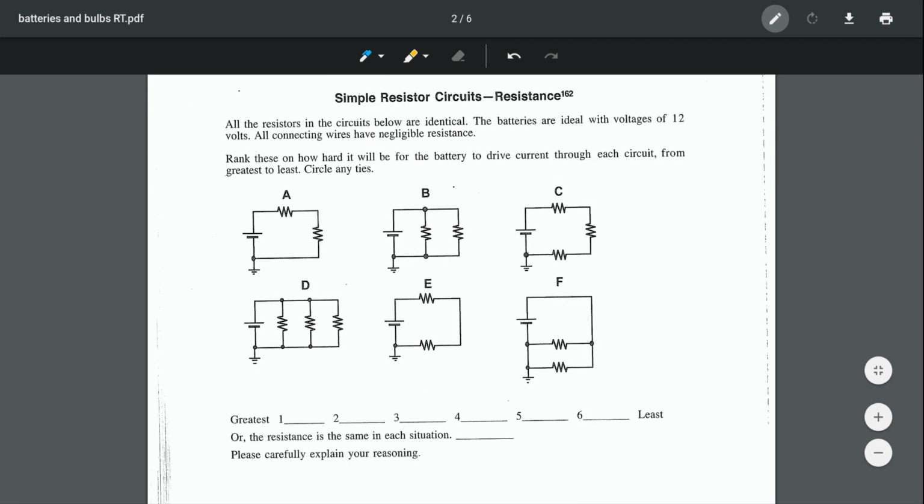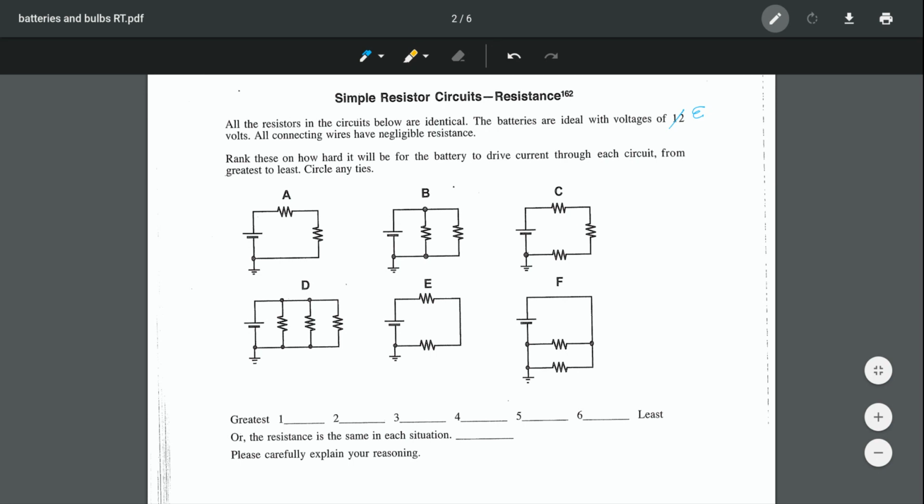So here we have just really simple circuits, and we're told here all the resistors in the circuits are identical. The batteries are ideal with voltages of 12 volts, and rather than using that numeric value, I'm going to just use E here, right? We want to get used to symbolic stuff anyway. That's what you're going to see from me on the next exam. So 12 is arbitrary, right? Let's just put that as E. Wires have negligible resistance, sure. Rank these on how hard it will be for the battery to drive current through each circuit from greatest to least. Circle any ties, fine.